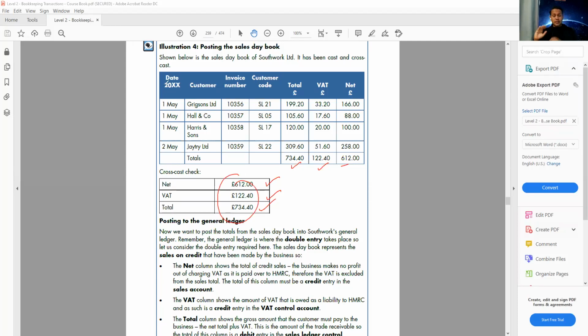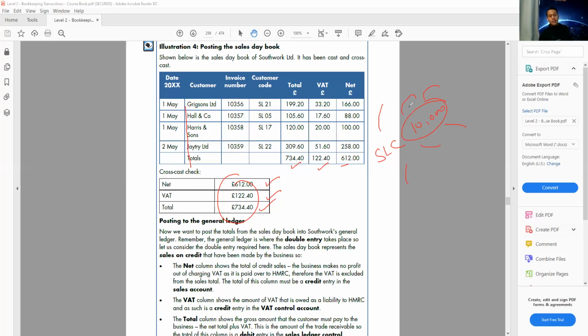All the credit customers I have from the sales day book, together, we call them sales ledger control. Sales ledger control means all the credit customers I have inside of this account. If I say sales ledger control is 10,000, that means inside of the sales ledger control I have a lot of customers, and all these customers are credit customers. So all the customers together, I call them sales ledger control.